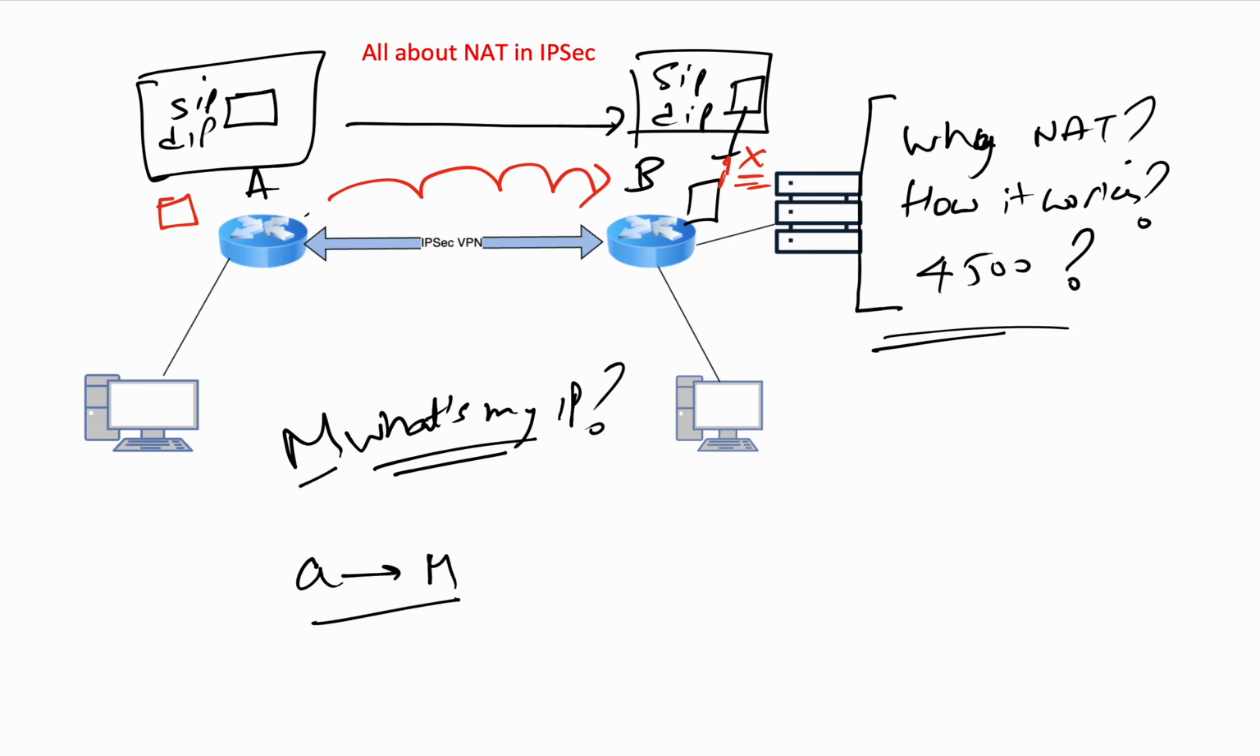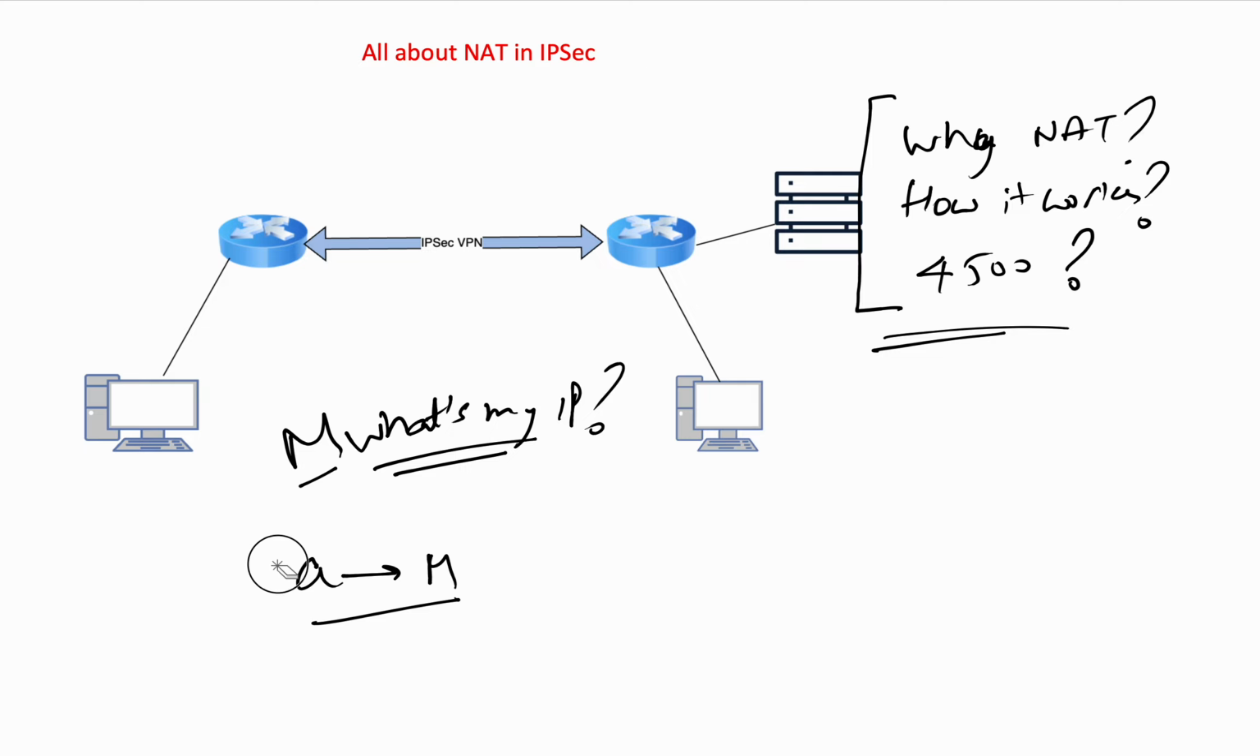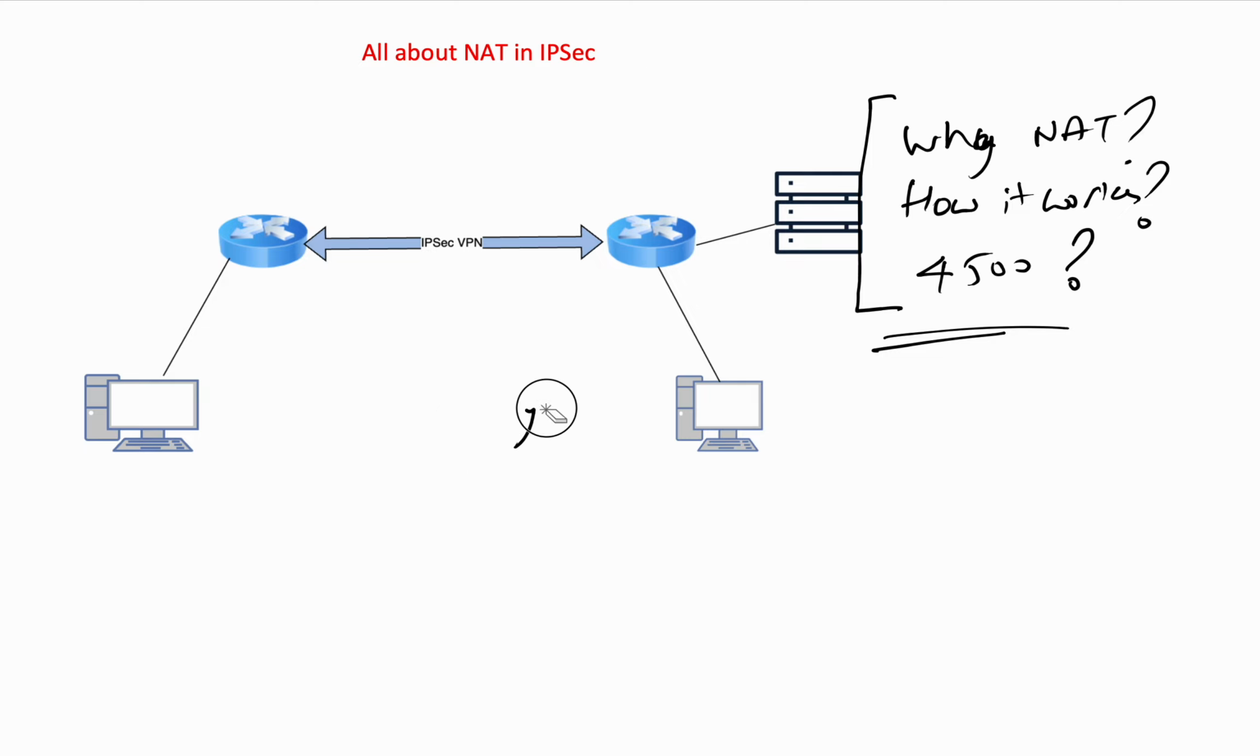This is not my source. Got it? So this is why we need NATing, to make sure that the integrity is in place, plus to make sure that if any value changes, we can accommodate it, because in the real world the value will change. Okay.